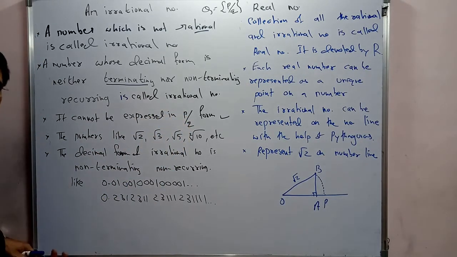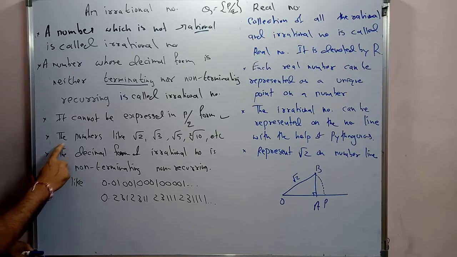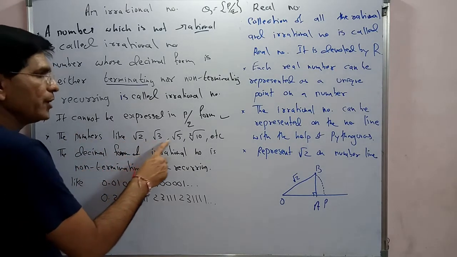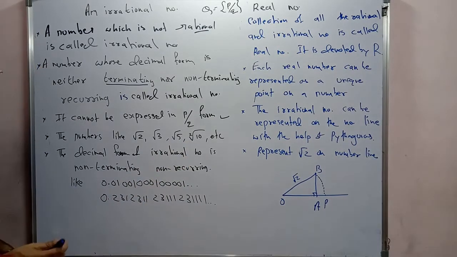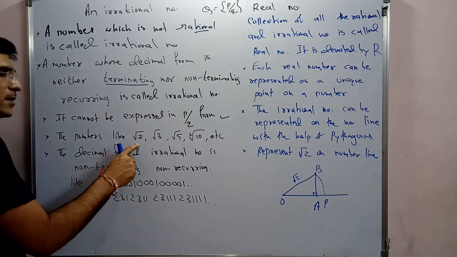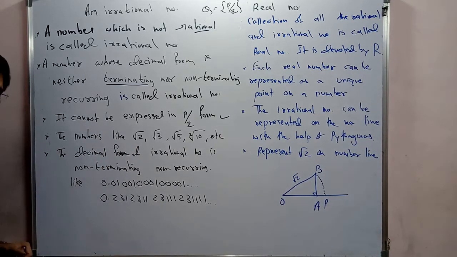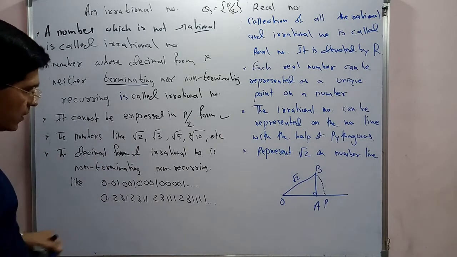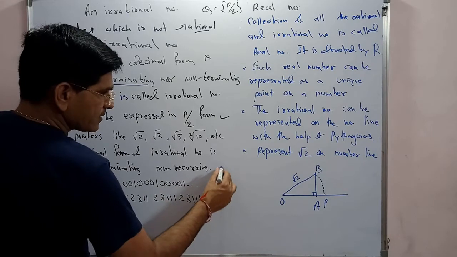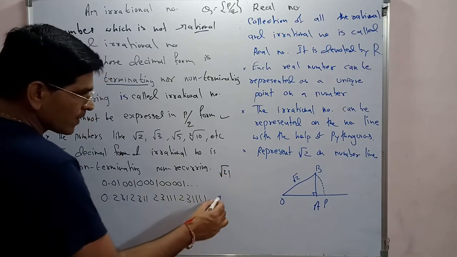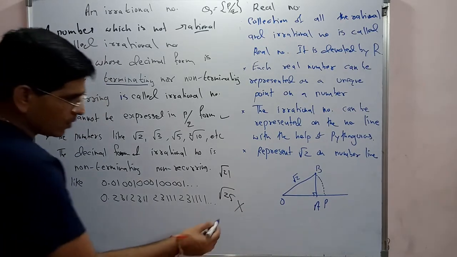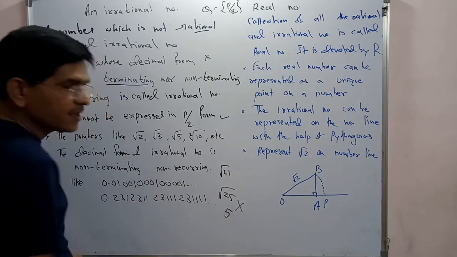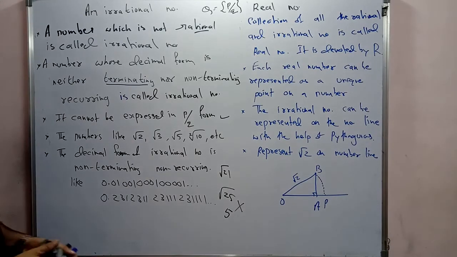Then which type of numbers are irrational numbers? Numbers like root 2, root 3, root 5, square root of 10. There are different types of numbers, those that are under a root. Generally we take prime numbers under a root; as an example we can take under root 21. We cannot take under root 25. It is not an irrational number. Why? Because under root 25 is 5. So root 25 is not an irrational number.